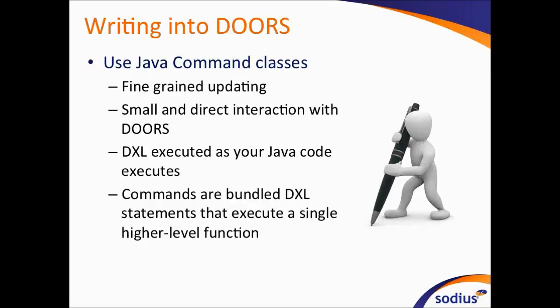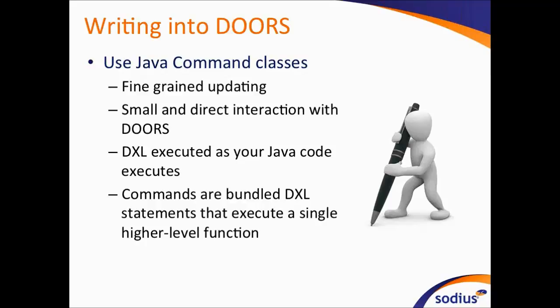So we have these Java command classes. It's a small direct interaction with DOORS, where the DXL is executed as your Java code executes. This is contrasted a bit with what we just saw with reading, because in reading what happened? We asked for a portion of the model, which spit off a whole bunch of DXL code, brought that information back, and then we kind of played with the values until we hit maybe an on-demand part. Whereas here, as you're executing these commands, it's directly going off to DOORS, executing that and bringing back the values right there in process as you're going.